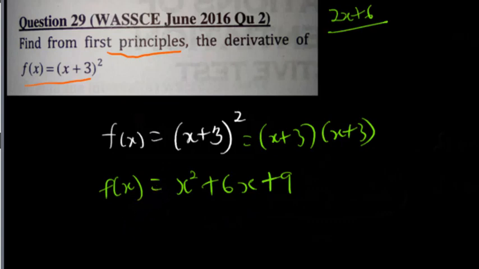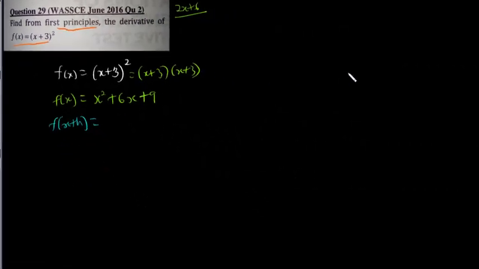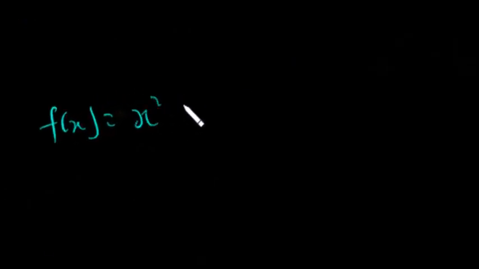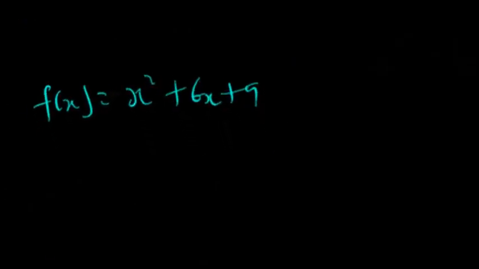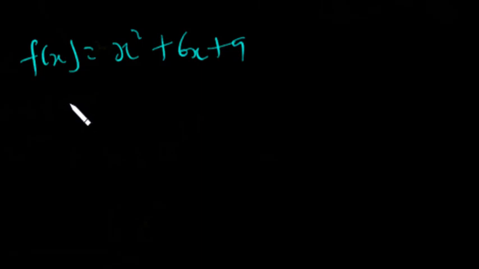Then from here you find f of x plus h. So f of x plus h is going to be this. Now let me try to explain this functional notation thing here. If you are given the function f of x to be x squared plus 6x plus 9, it means that the function f is made up of the independent variable x. So if you look at this very well, you see that we have x to the power 2 here, x to the power 1. Of course, here is x to the power 0, but because any number raised to the power 0 is 1, we just write 9 there.